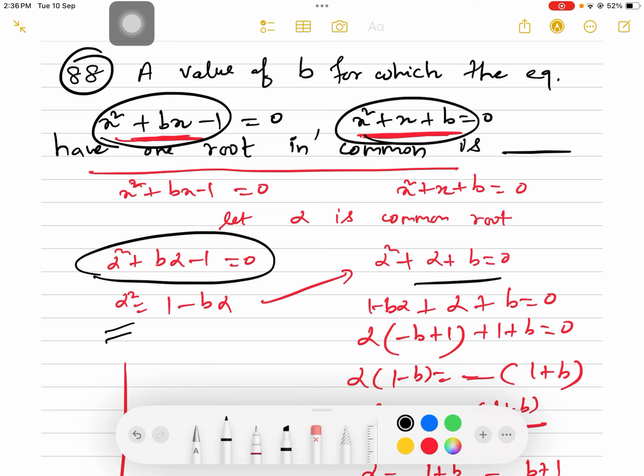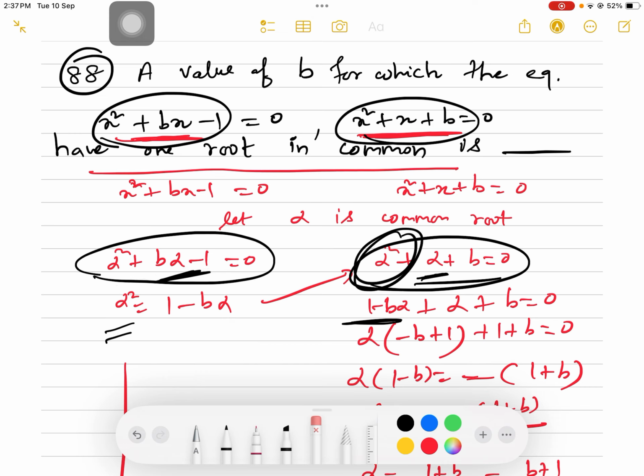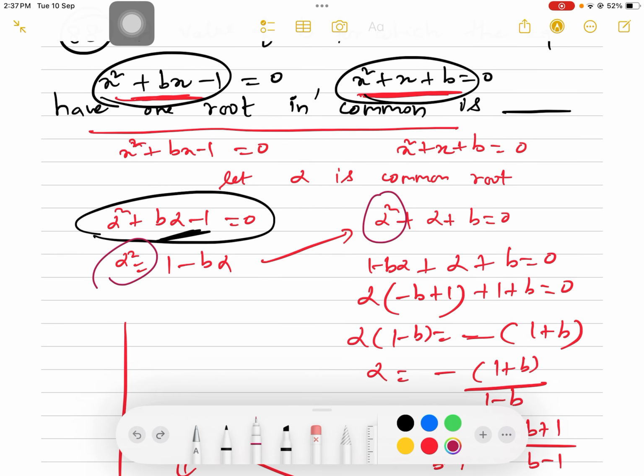Now from the first equation I got the alpha square value. So alpha square will be, with the 1 shifted to the right side, 1 minus b alpha. This alpha square value I substituted in the second equation. So instead of alpha square I wrote 1 minus b alpha, plus alpha as it is, and plus b as it is, equals to 0.